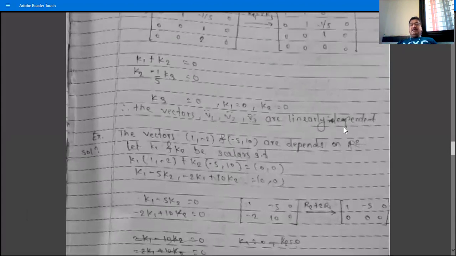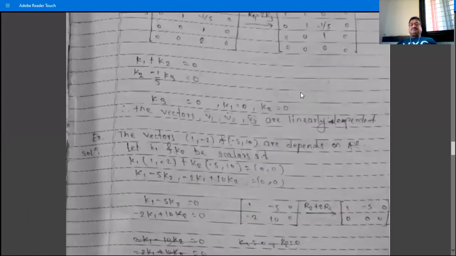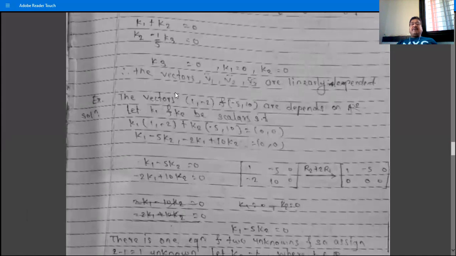So K1 is 0, K2 is 0, K3 is 0, and therefore the given three vectors V1, V2, V3 are linearly independent, right? Or we say this set of three vectors is linearly independent. The set is linearly dependent if K1, K2, K3 are not all 0, but here K1, K2, K3 are all equal to 0, and therefore the given set is linearly independent.